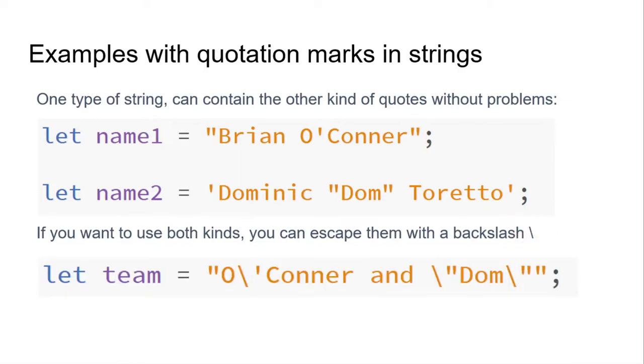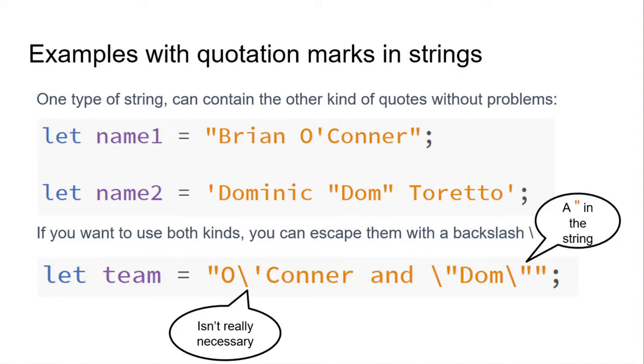For instance, like this, we have the team that is called O'Connor and Dom. So here we start with double quotes and we end with double quotes, and then we use backslashes in front of all the other kind of quotes inside the string to say that we don't mean to start or stop new strings. And actually, this backslash here isn't really necessary because the single quote wouldn't end the double quote here. But this one is, this quote has a backslash because it's just the symbol for a quote inside the string. And this quote here is actually the one that ends the string.